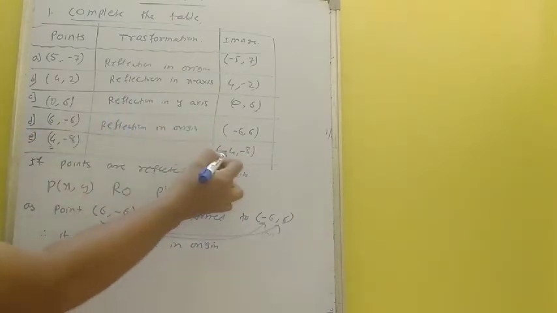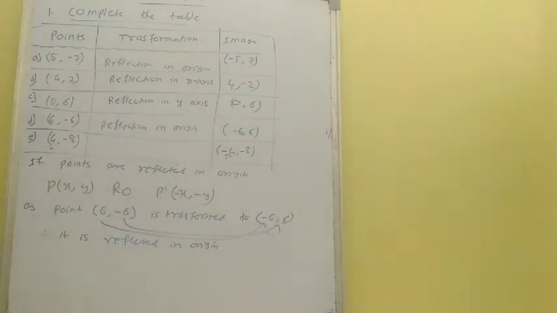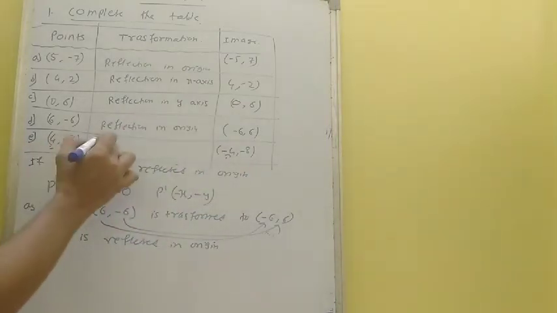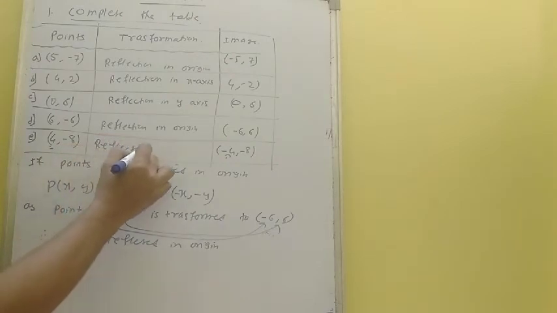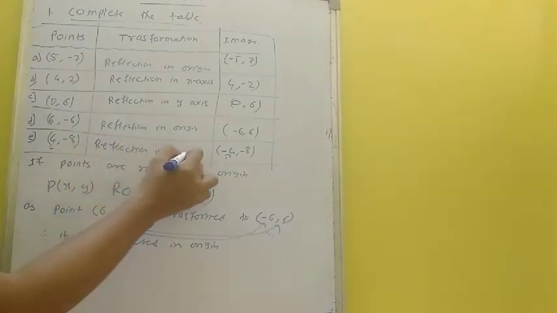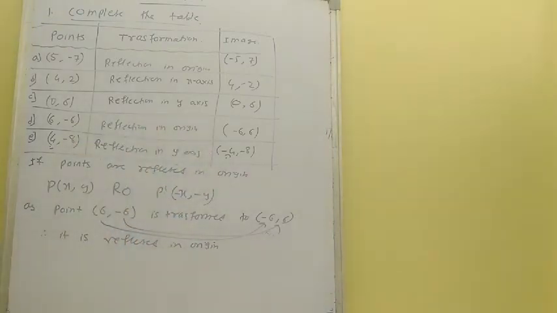So when the coordinate of x gets changed when it is reflected in y-axis, I can directly write reflection in y-axis. If a point is reflected in y-axis, 4 will become -4 and -8 is as it is. Okay, so this was the first table and the basic part of the reflection, 12th chapter of 10th ICSE.